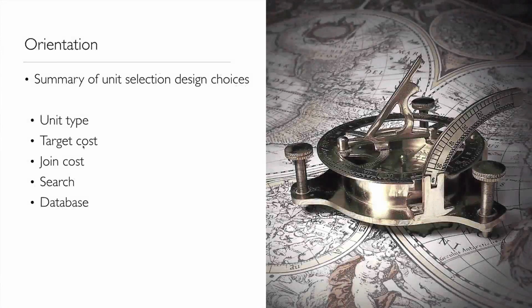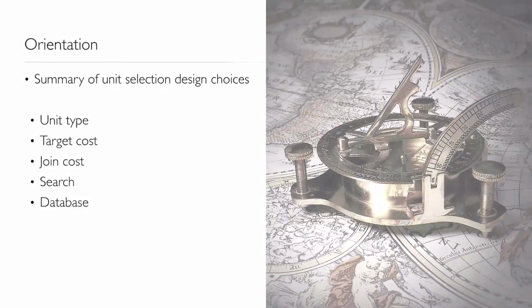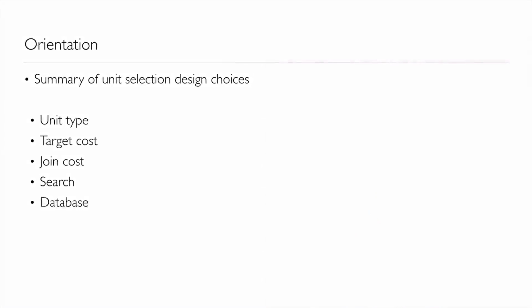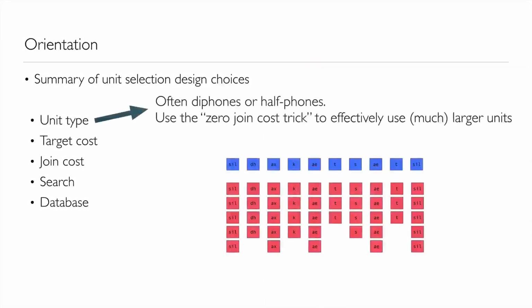I'm going to conclude that discussion of unit selection speech synthesis, including the different forms that the target cost function could take, with a summary of the different design choices that you have when you're going to build a new system. The first choice is what kind of unit you're going to use. All my diagrams were using whole phones, although that's not really a sensible choice in practice. Far more commonly, we'll find systems using diphones or half phones.